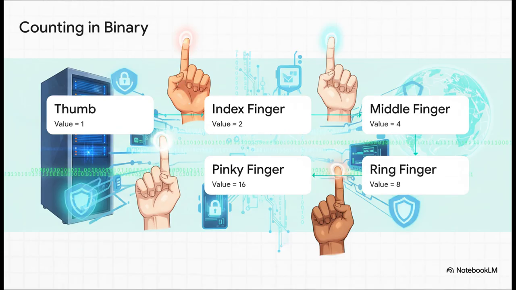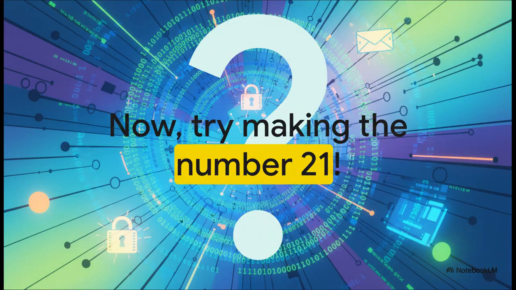Hold out one hand. Each of your fingers represents a value, and it doubles as you go along. Your thumb is 1, your index finger is 2, the middle is 4, ring is 8, and your pinky is 16. If a finger is up, you count its value. If it's down, it's a 0. You just ignore it.